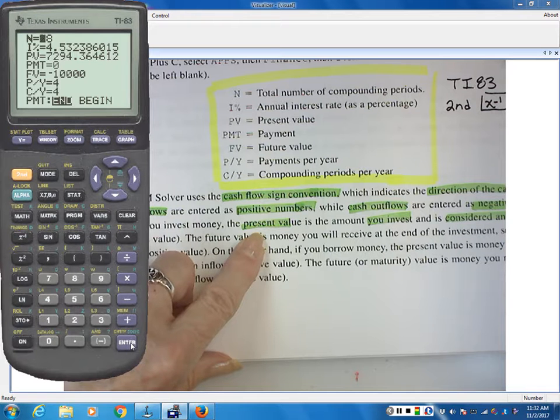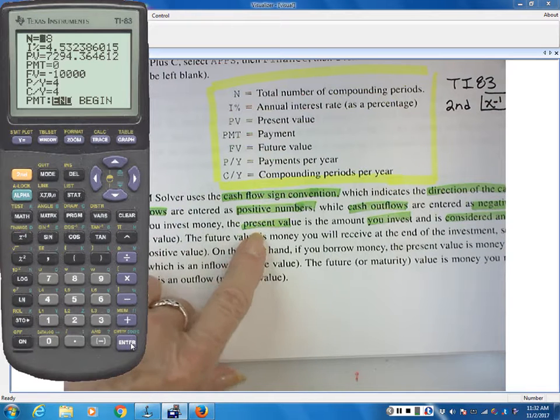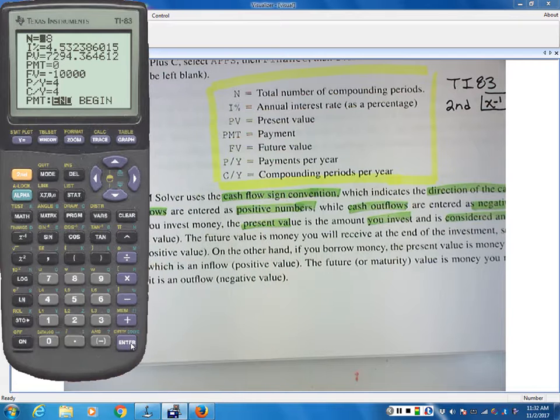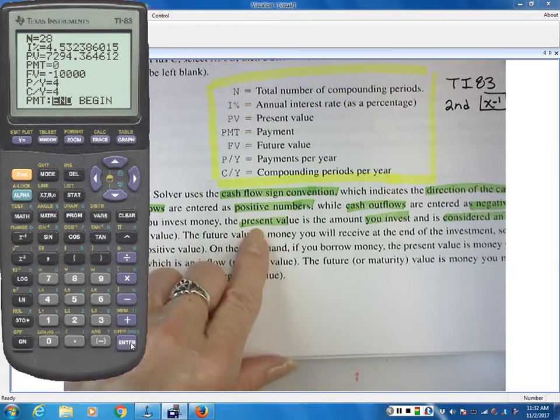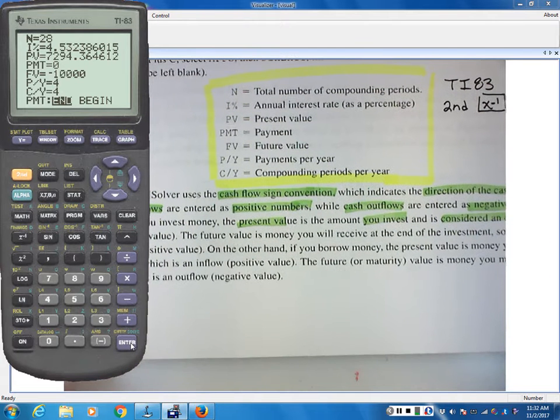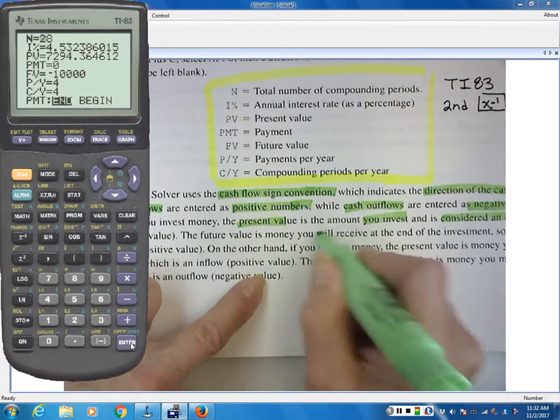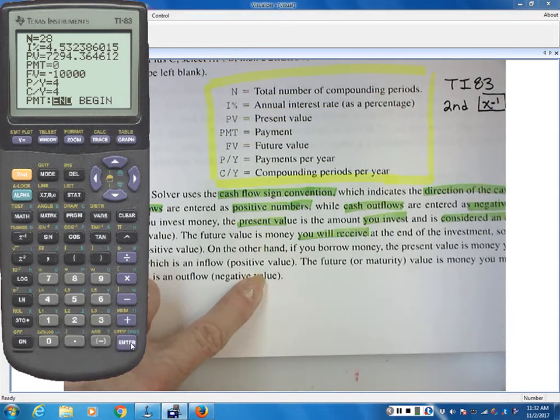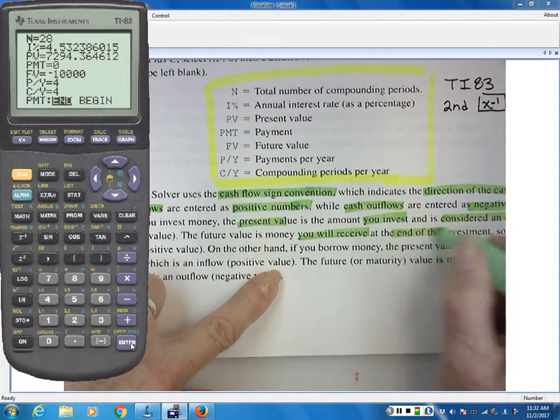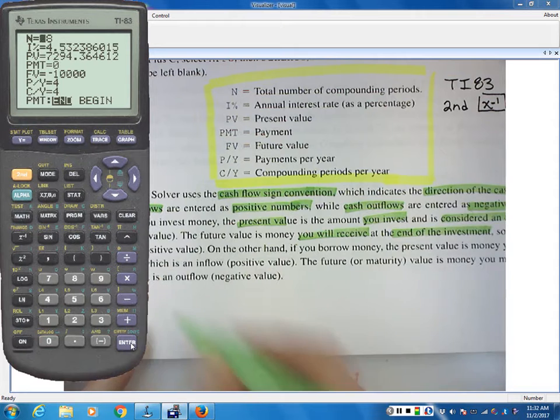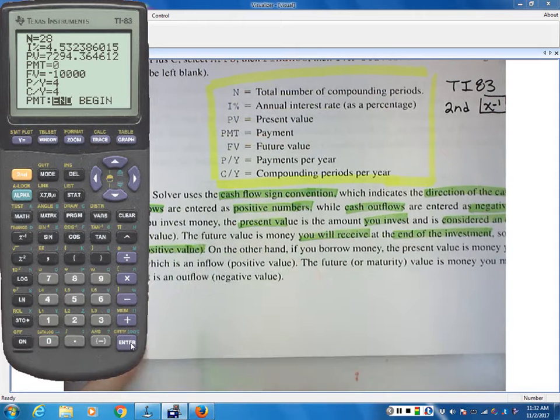Now, if we're talking about a loan, then the present value would be put in as a positive because you're getting the money. It's money coming to you. But if you're making an investment, then your present value is going to be put in as a negative. The future value is the money you will receive. So if it's the money you will receive at the end of an investment, and the key is that it's going to be at the end of the investment, it's considered an inflow, and therefore it is a positive value.